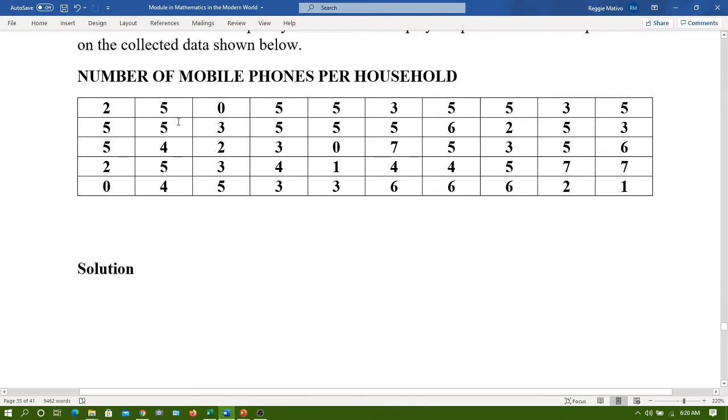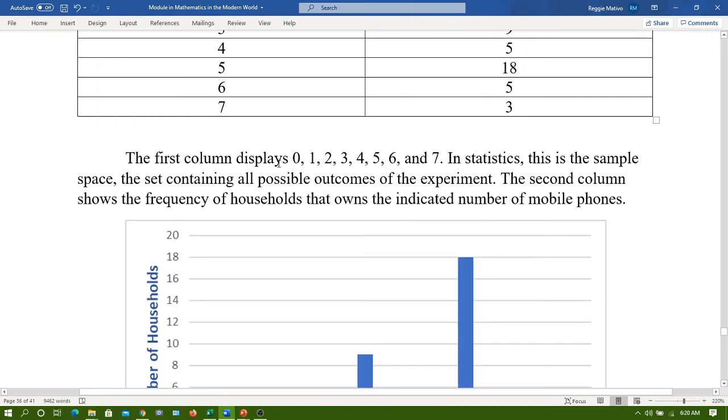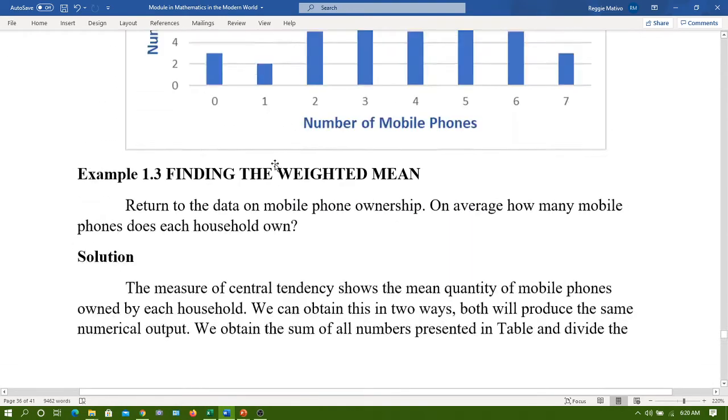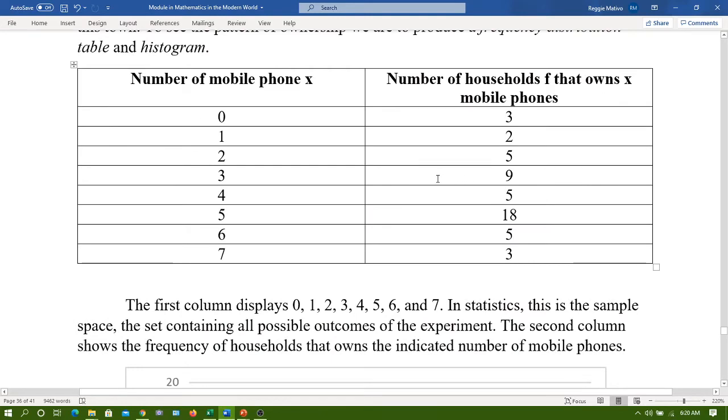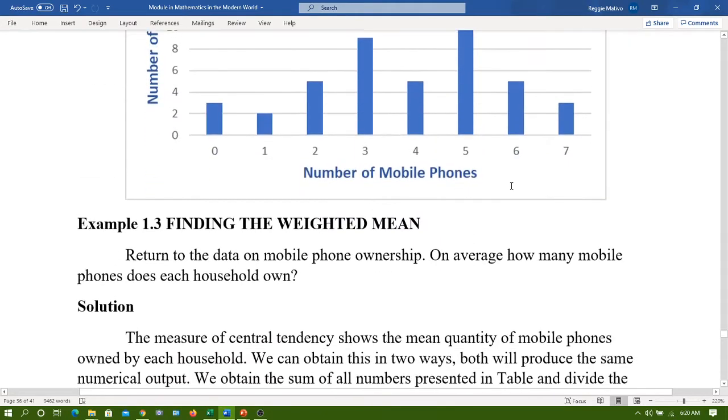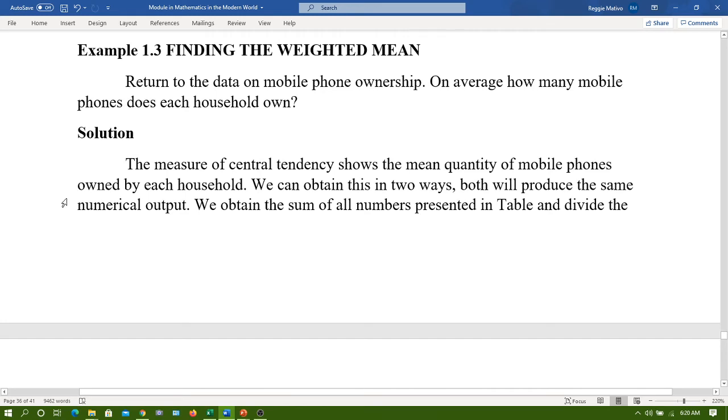Of course, we know that. We just simply add all of them, and then divide them by 50. Great, that's one way to get the mean. But this time, we will use the weighted mean. Since we already have a table here, we can use this to get the weighted mean. So the solution, the measure of central tendency shows the mean quantity of mobile phones owned by each household.